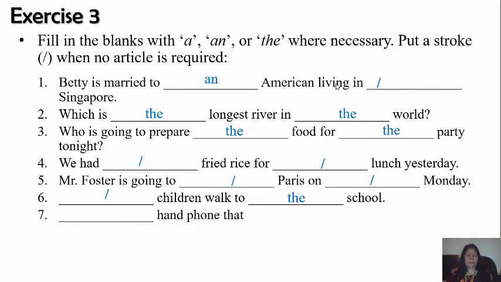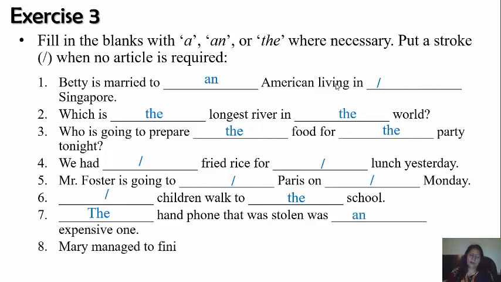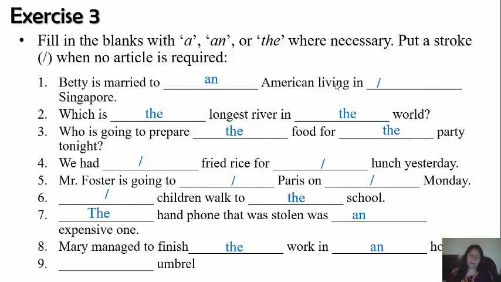Next, the handphone that was stolen was, this is some particular handphone. So the handphone that was stolen was an expensive one. Mary managed to finish the work in an hour. An umbrella is very useful on a rainy day. Alright? Next.